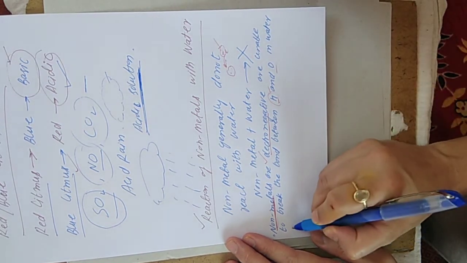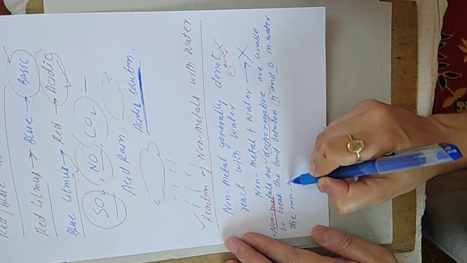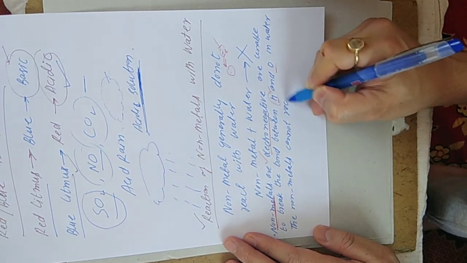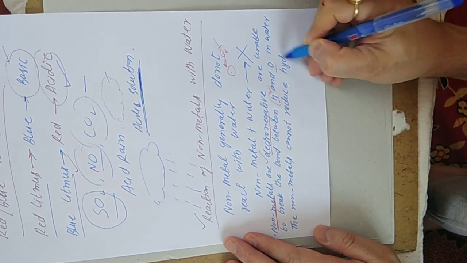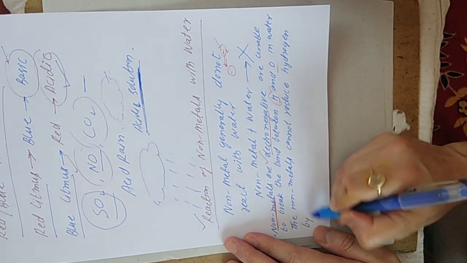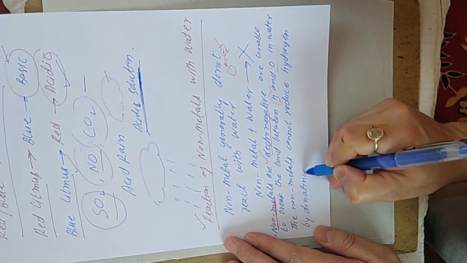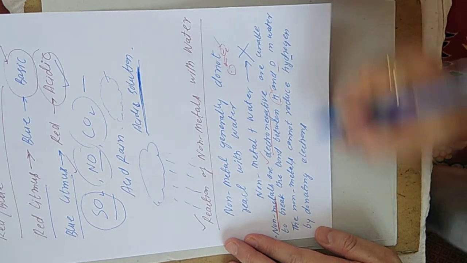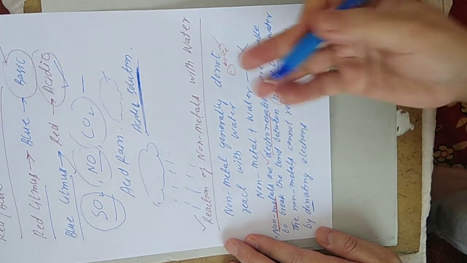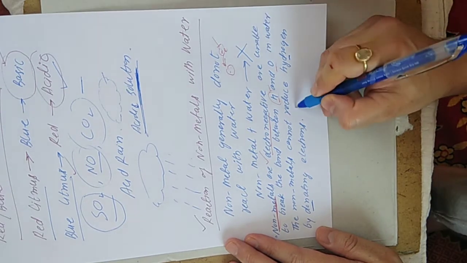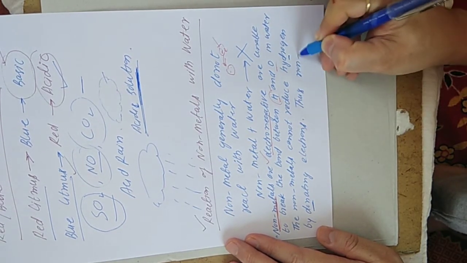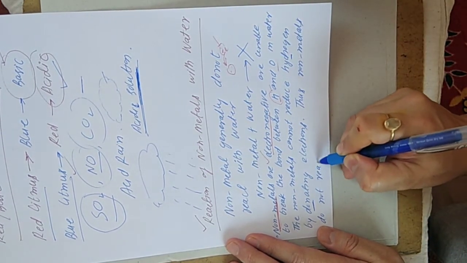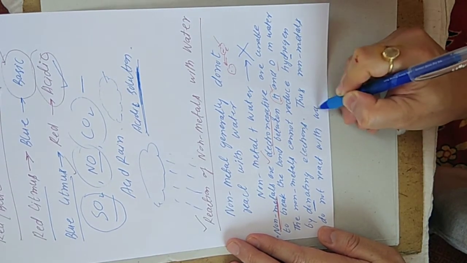So non-metals cannot reduce hydrogen by donating electrons, because if they want to react with hydrogen, they have to donate, and that they cannot do because they are themselves acceptors of electrons. So thus non-metals do not react with water.